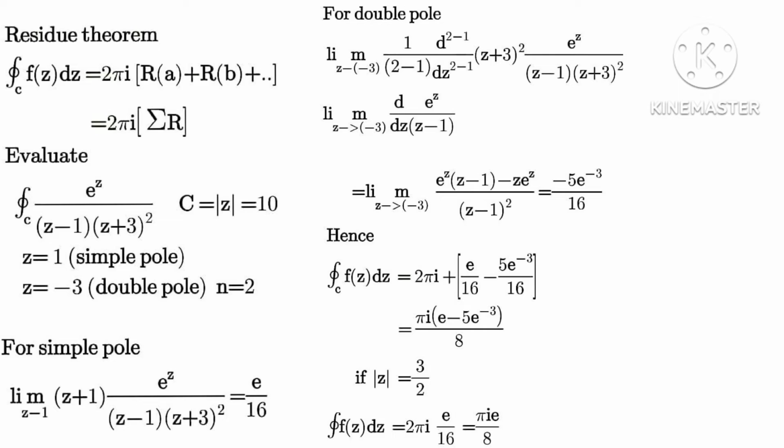So if |z| equals 3 over 2, 3 over 2 is not greater than 1. So in this case, what we do is we only multiply the first residue, because we have it to be z equals 1. So that is why we have our final answer to be pi i e over 8. So let's check some other important example.